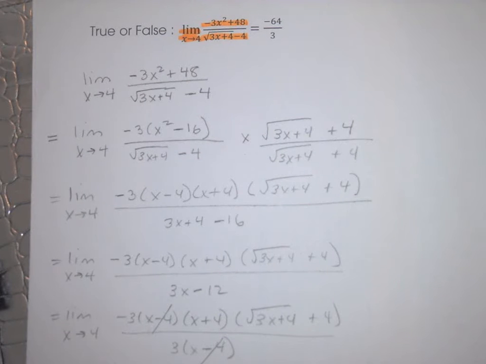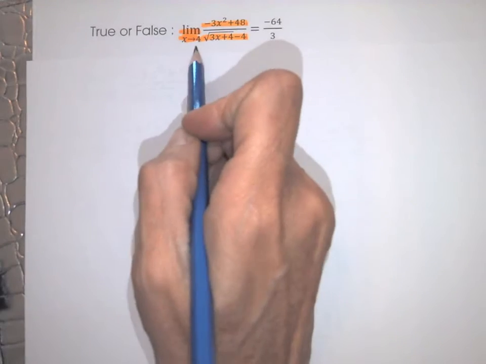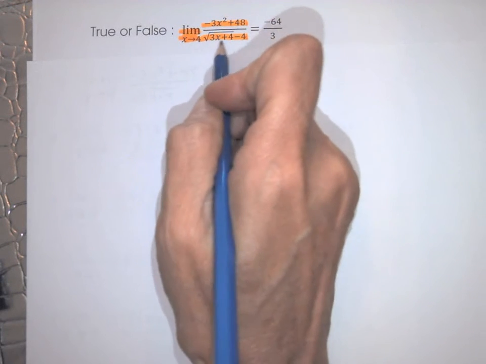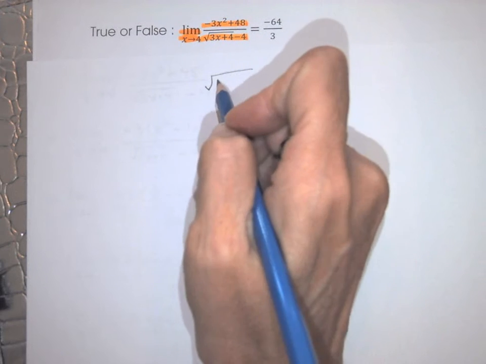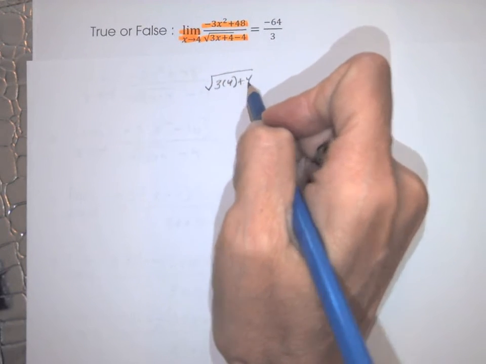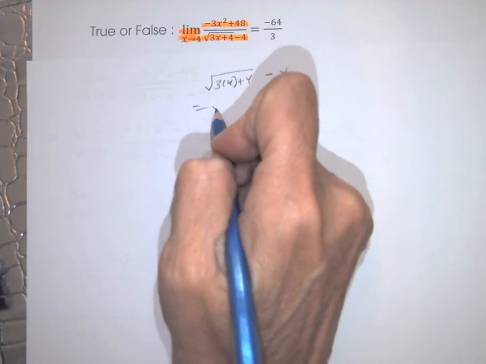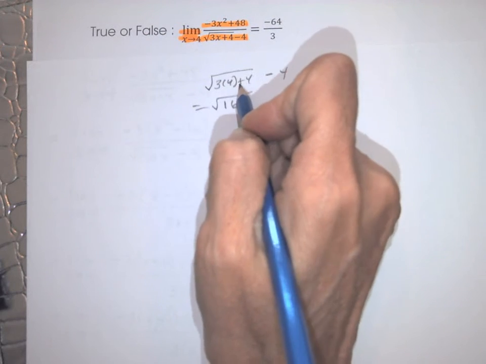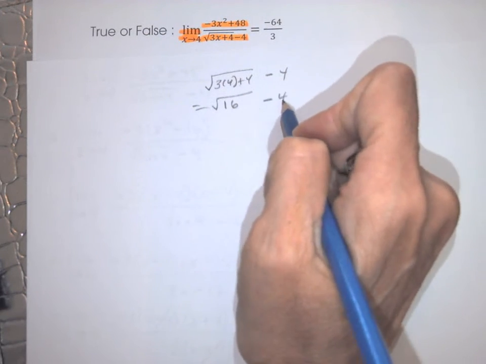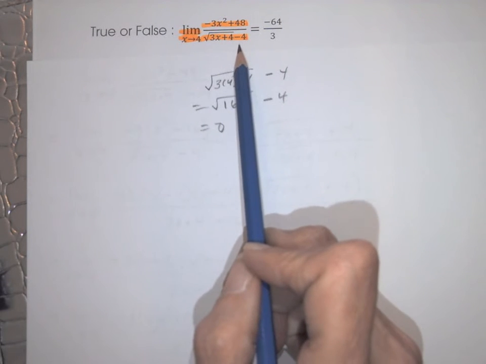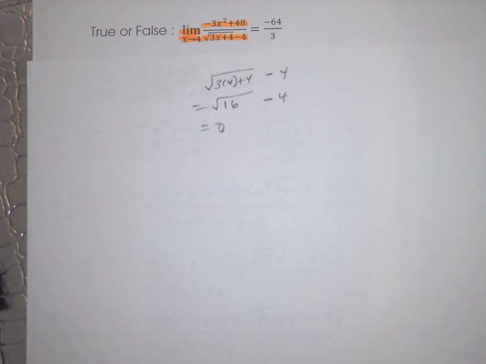So the first thing that I would do is check and see whether I can let x approach 4. If I let x approach 4, the denominator would be the square root of 3 times 4 plus 4, minus 4. 3 times 4 is 12, plus 4 is 16, minus 4, which would give you 0. So I can't let x approach 4 because the denominator would be 0.